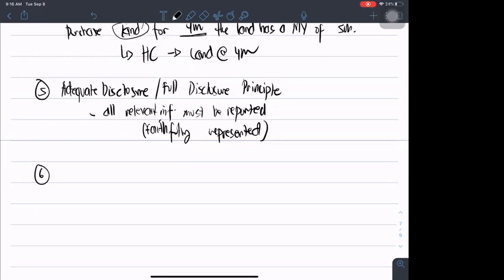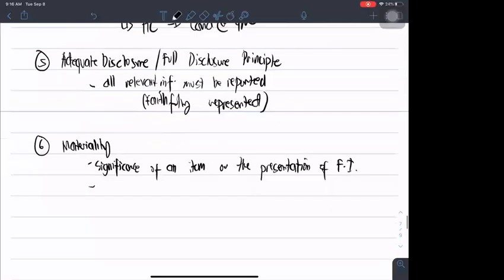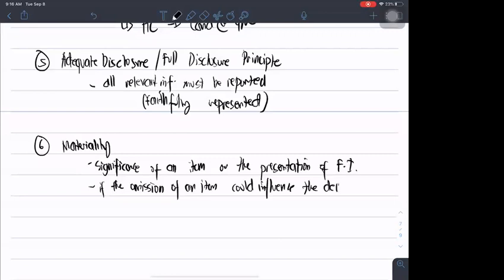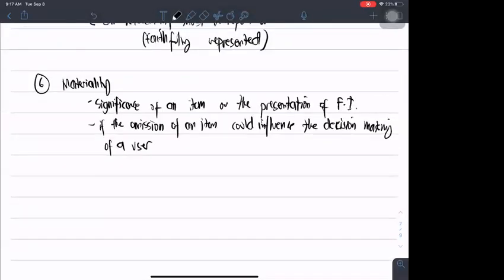Number six, accounting concept, we have the concept of your materiality. So this concept talks about the significance of an item on the presentation of financial information. Further, materiality is defined by our standards as the omission of an item that could influence the decision making of a user. Okay, so materiality, if the omission of an item could influence the decision making of a user.